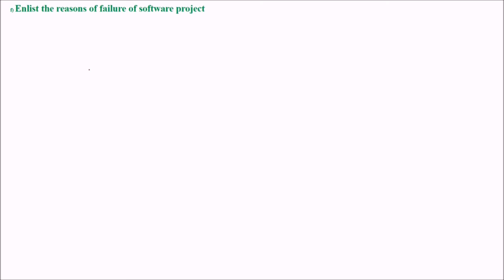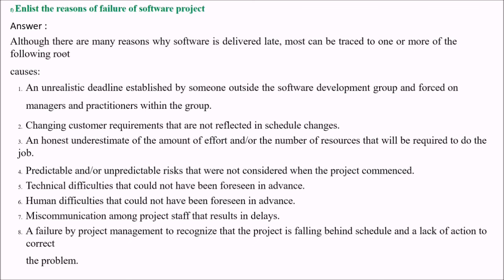What are the reasons for the failure of a software project? Why does a software failure happen, or why does a software project fail? There are many reasons. First of all, why is software delivered late? Most causes can be traced to certain root causes. First, an unrealistic deadline established by someone outside the software development group and forced on the managers and practitioners in the group.